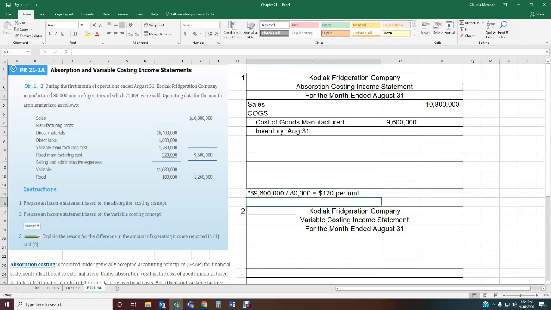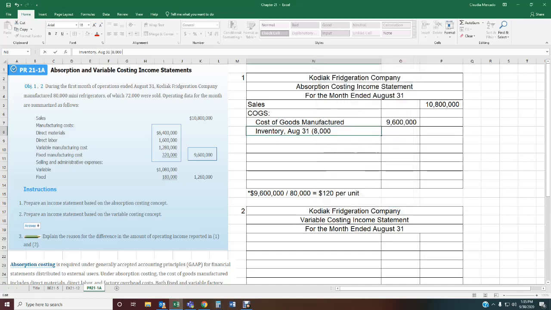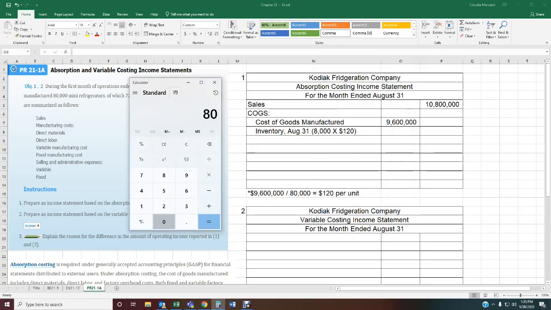Per unit. Now, I know I have how many units that I did not sell? I did not sell 8,000 units. That's 80,000 minus 72,000, which gives you the 8,000. So that's your ending inventory. I have 8,000 remaining times $120 per unit. What does that give us? That'll be 8,000 times 120, which gives me $960,000.